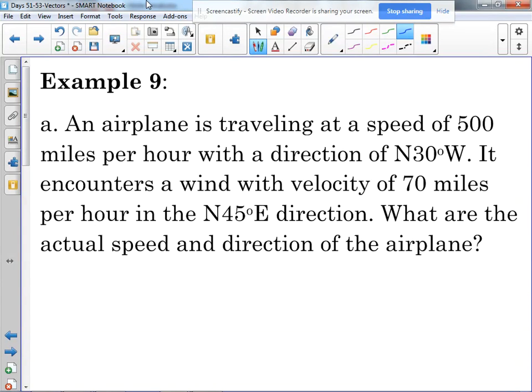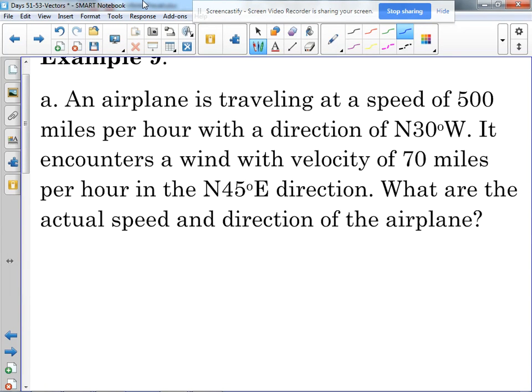velocity of 70 miles per hour in the north 45 degrees east direction. What are the actual speed and direction of the airplane?